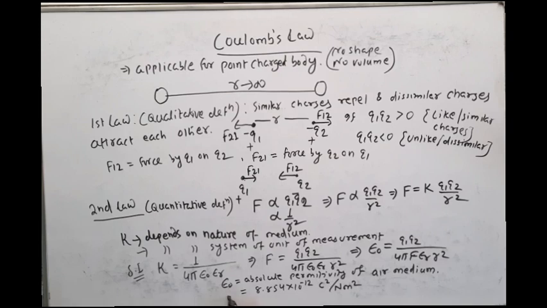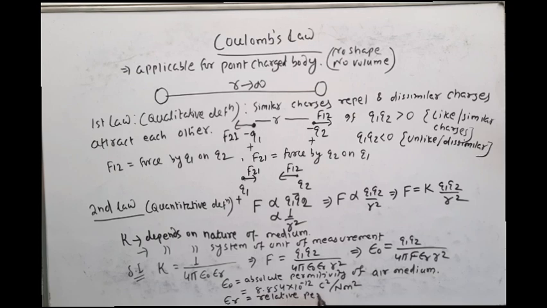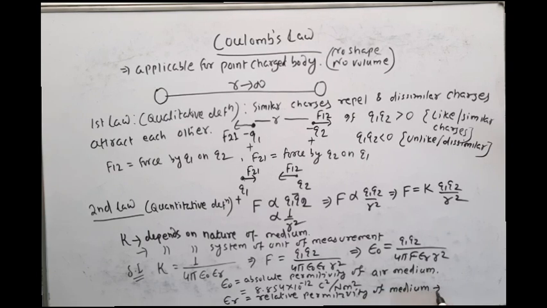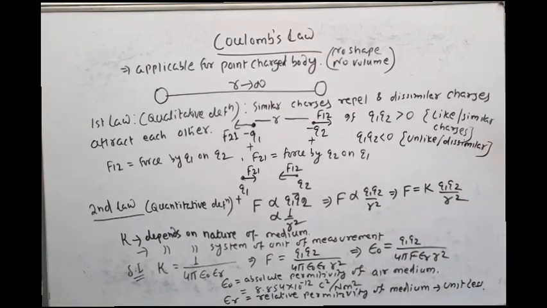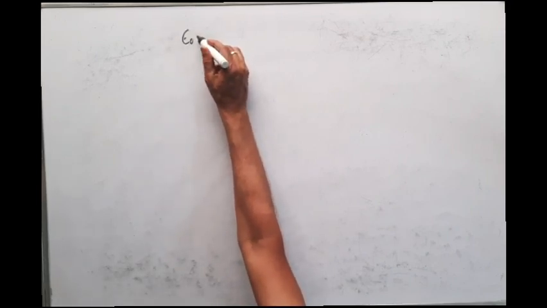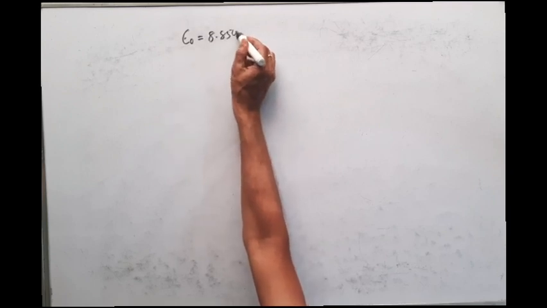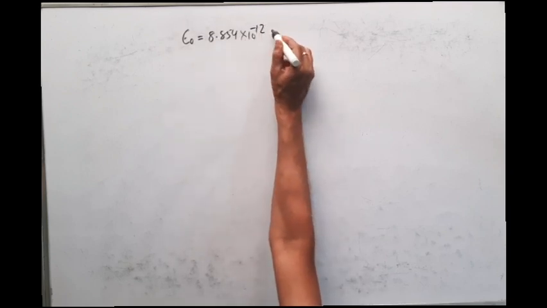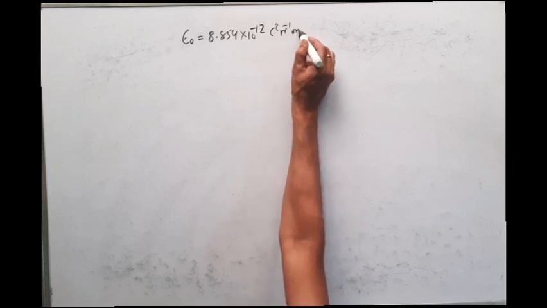Then what is epsilon r? Epsilon r is called relative permittivity of that medium, which is unitless. Any relative term has no unit. So take a screenshot, write down the note. I can write epsilon naught is the absolute permittivity, which is equal to 8.854 × 10 to the power minus 12 Coulomb square Newton inverse meter minus 2.